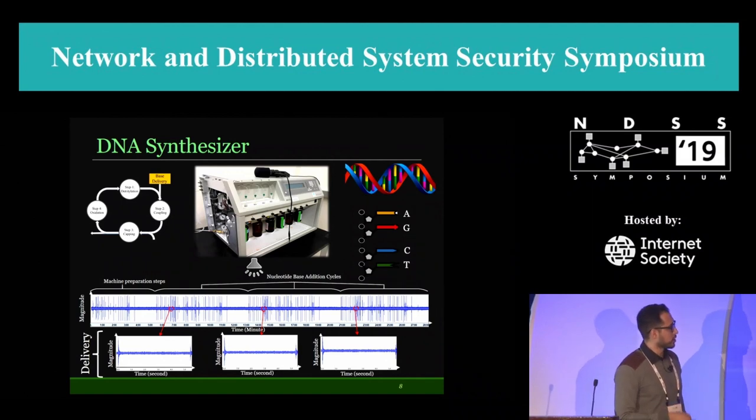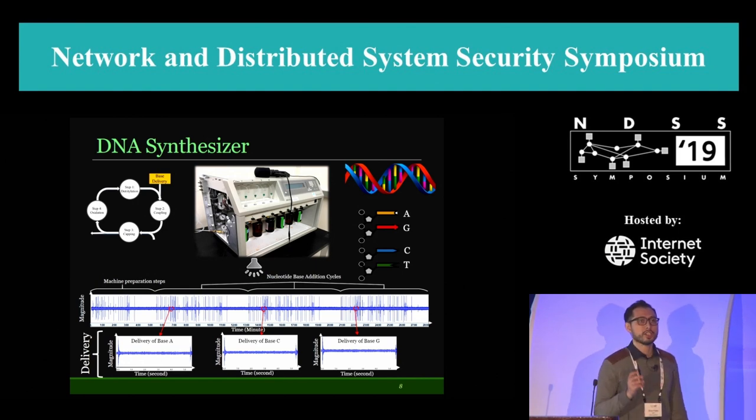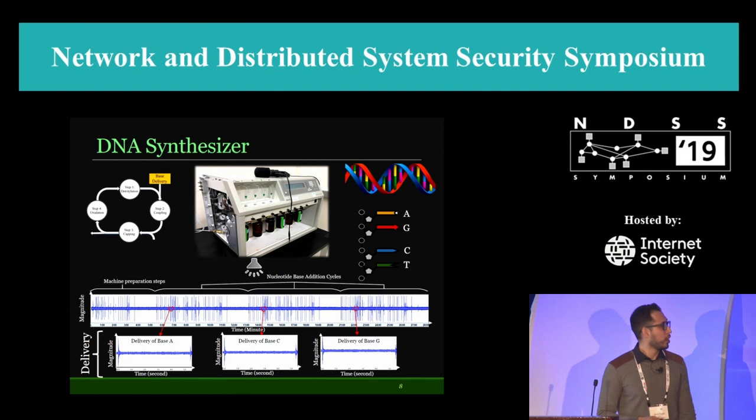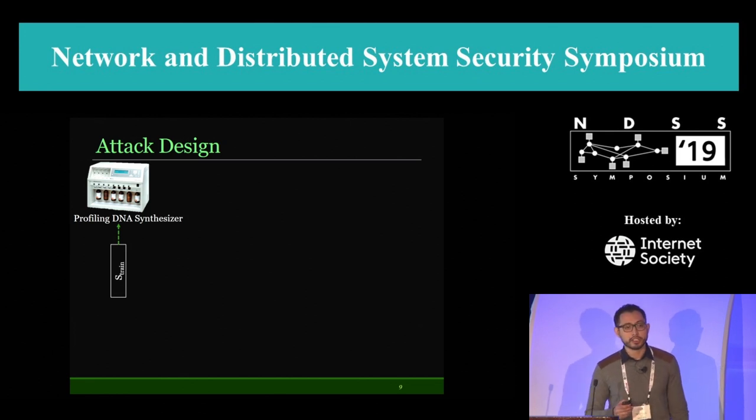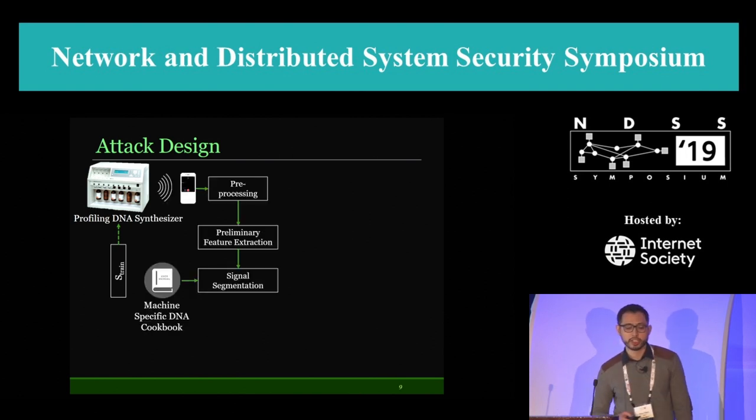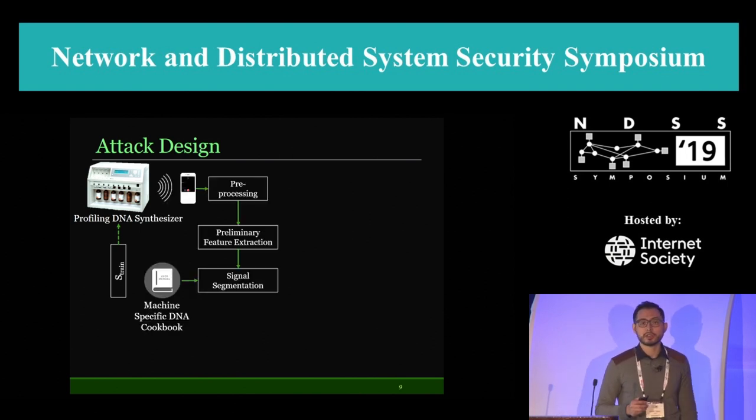Once the delivery segments are pinpointed, the next big task is identifying the type of the delivered base, for which we use state-of-the-art feature engineering and classifiers. To train the classifiers, we synthesize a training DNA sequence with a profiling DNA synthesizer. We record the acoustic signal generated by the machine, and we use the user manual of the machine to segment the signal and extract the delivery stage.